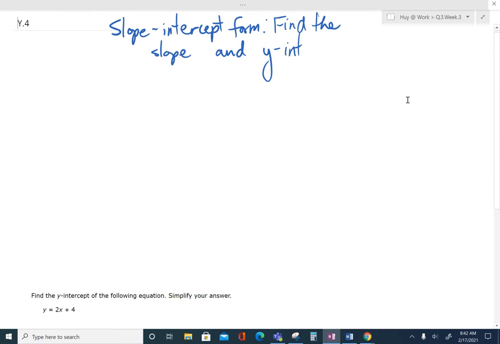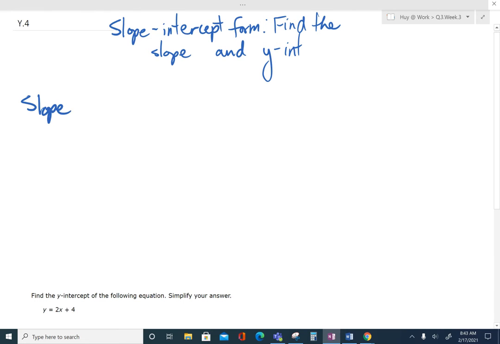All right, this is lesson Y4, slope-intercept form, find the slope and the y-intercept. All right, slope-intercept form is like the most common way to write an equation for a line. It is absolutely my favorite because it shows you all the important information about the graph immediately. And I'll try to share with you how easy it could be, okay?